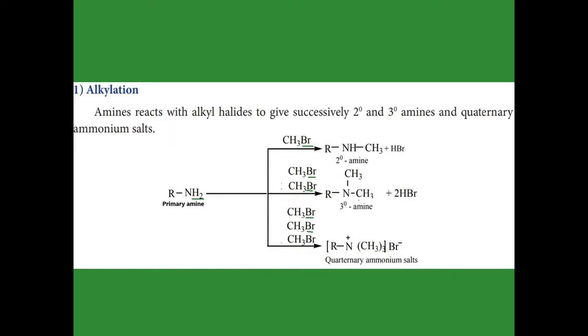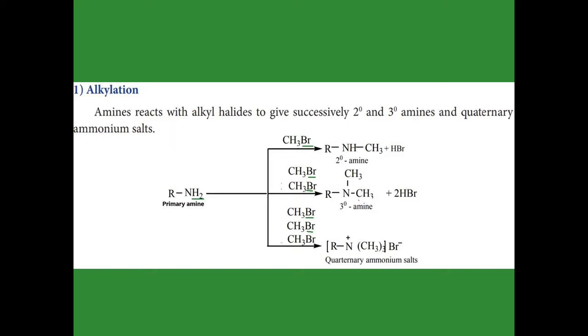When a primary amine reacts with methyl bromide, which is an alkyl halide, that bromine reacts with the hydrogen of the primary amine. Then instead of hydrogen we add CH3. So now this product is a 2-degree amine. How is it 2-degree? The nitrogen, that amine, contains two alkyl groups, one is R, another one is methyl, so we get a 2-degree amine.